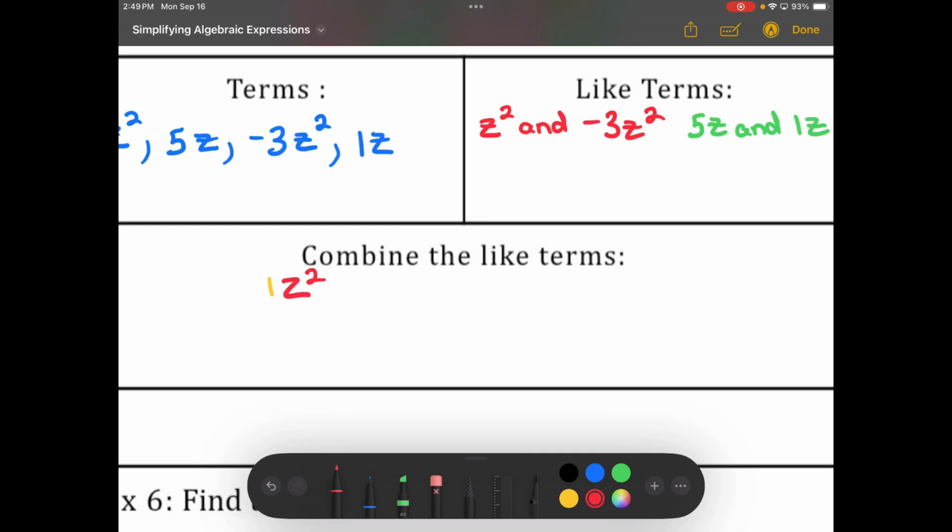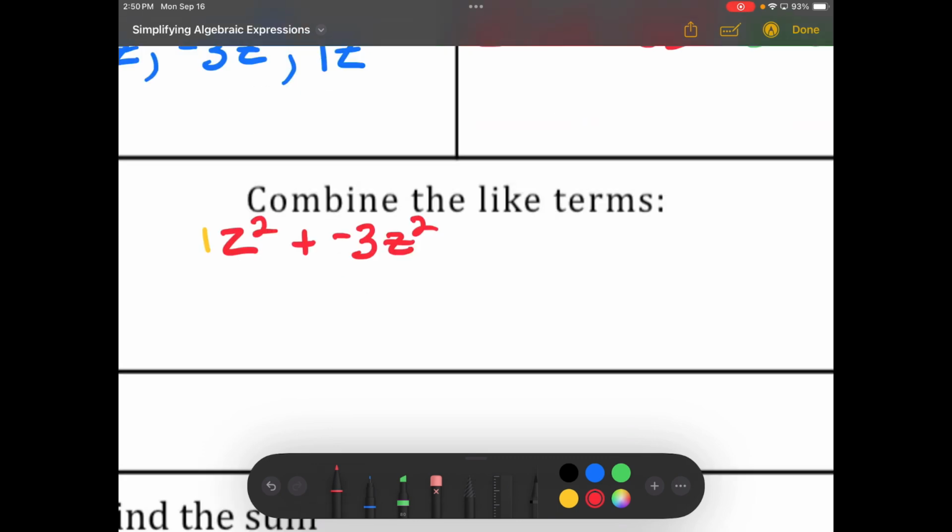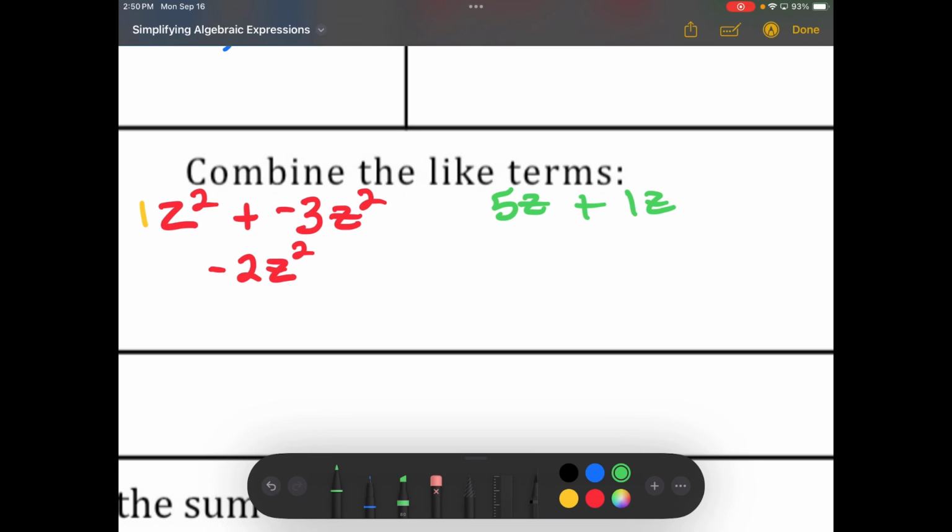Combine the terms. So now we're going to put 1z squared plus negative 3z squared. 1z squared plus negative 3z squared is negative 2z squared. 5z plus 1z is 6z. Now, what kind of 6z? Positive. So what is my final answer here? Negative 2z squared plus 6z.